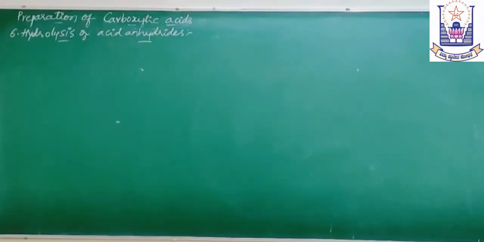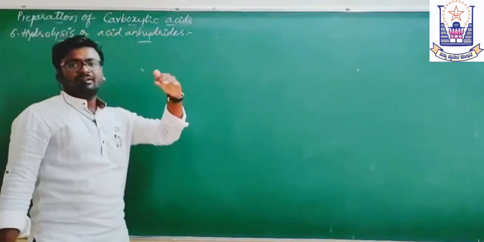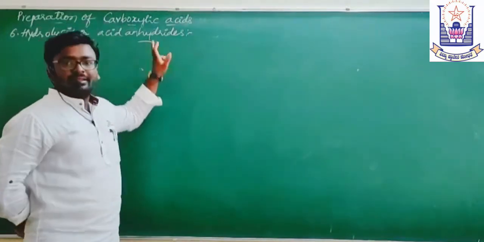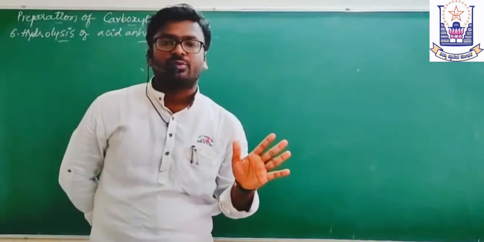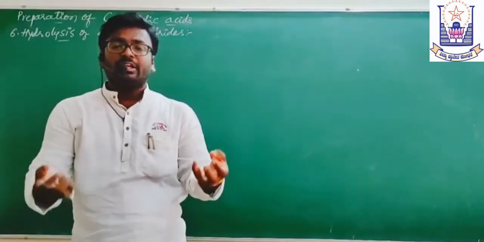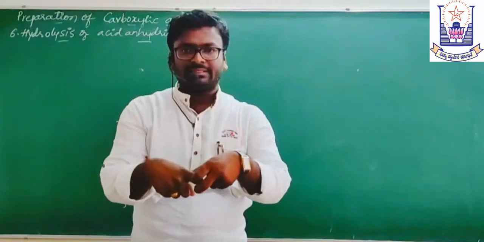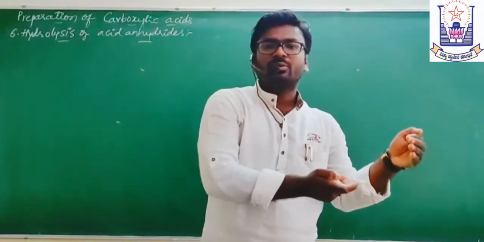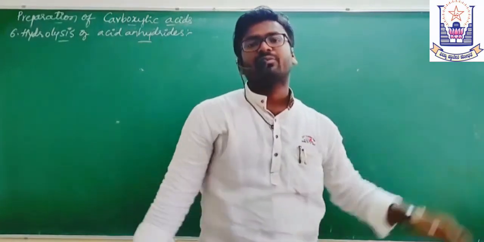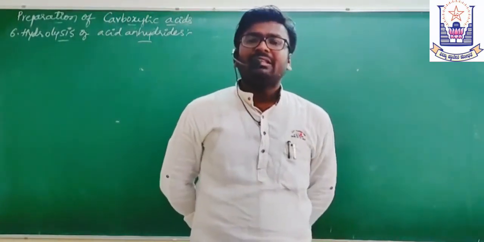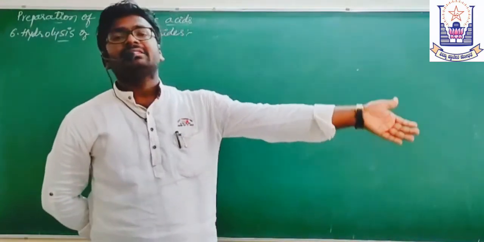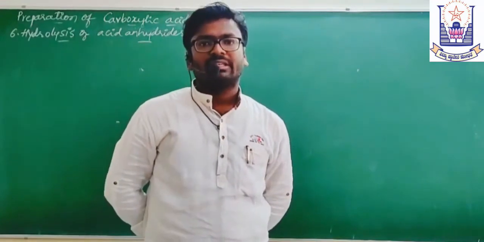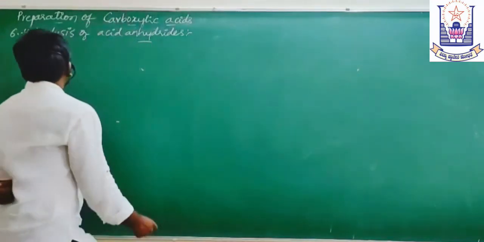Now let us discuss the hydrolysis of acid anhydrides. Look at the word anhydride, that is, absence of H2O. When 2 moles of carboxylic acids are heated, they condense to give the anhydride with loss of a water molecule. When that anhydride is hydrolyzed again, it gives back the original carboxylic acids.